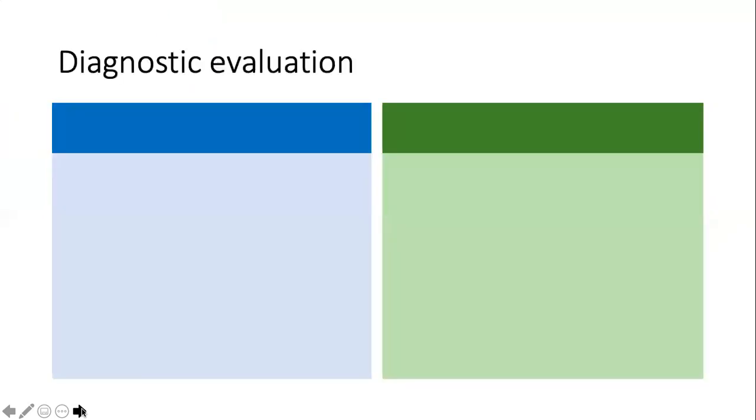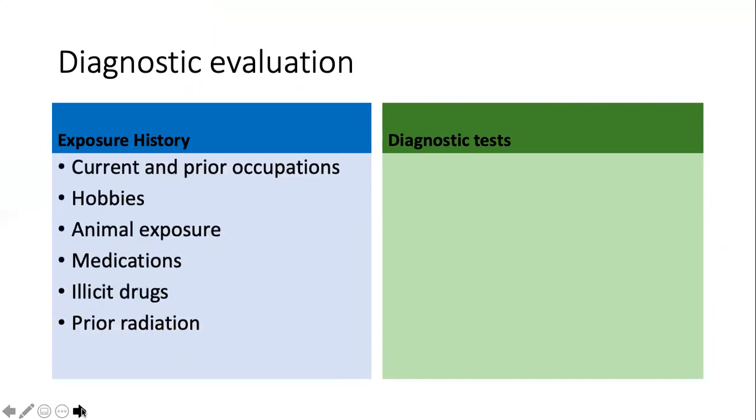So how would we investigate these patients? One important aspect is looking into the exposure history, because a large group of these diseases are associated with exposures, and then diagnostic tests. So in your exposure history, you'll ask about current and prior occupations, you'll ask about hobbies and exposure to animals, type of medications that have been taken, like amiodarone, nitrofurantoin, history of illicit drug use, such as use of marijuana, and a history of prior irradiation.